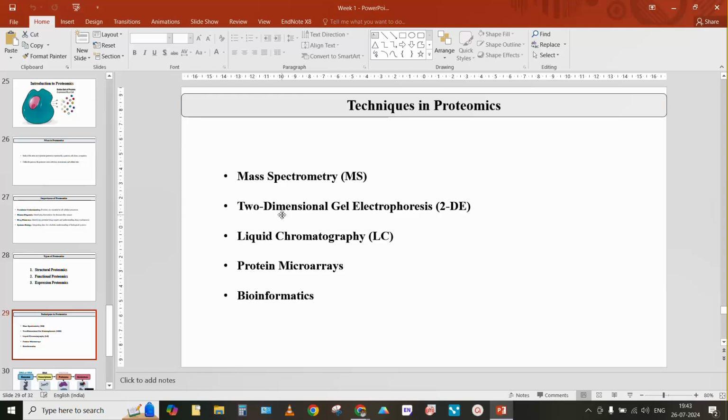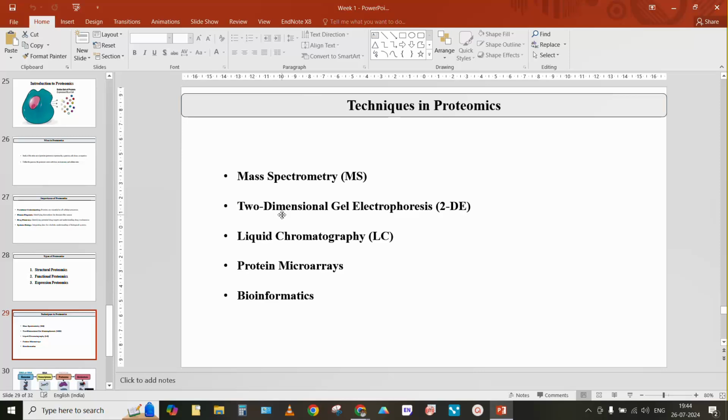And the second technique is 2D gel electrophoresis. 2D gel electrophoresis separates proteins based on their isoelectric point and molecular weight. It is useful for visualizing the protein composition of a sample and comparing protein expression under different conditions.